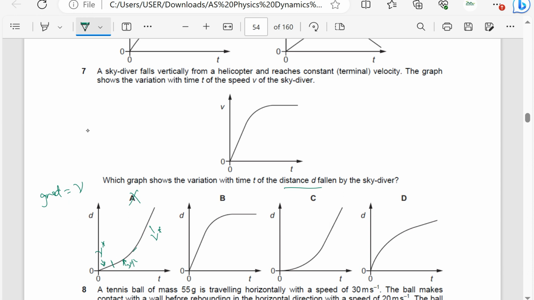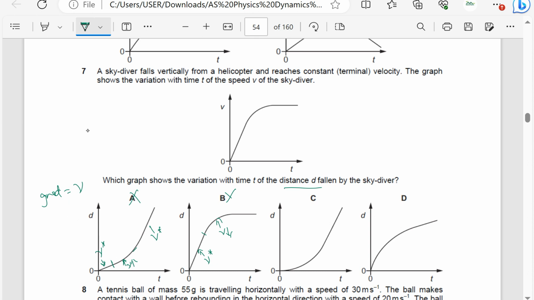V is increasing, and then it increases, then the increase reduces, the rate at which it increases reduces, it becomes constant. Then B, it is showing that V is initially constant because the gradient is constant. Then here it is showing that V is decreasing. Here we don't have a decreasing velocity value of V, so this is out.